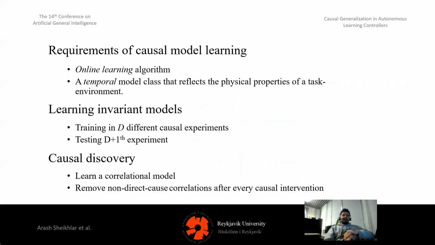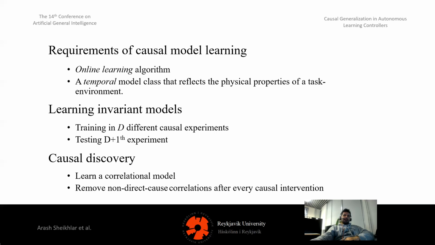Also, the model class has to include time in it, such that the agent can make correct predictions about the state of observables at each point in time. And this algorithm must eventually converge to an invariant model of the task environment, which implies physical properties of it. And that's what we call a causal model. So we train the agent over the different causal experiments through different initial conditions and through different input trajectories. And then we test that in D+1 experiment.